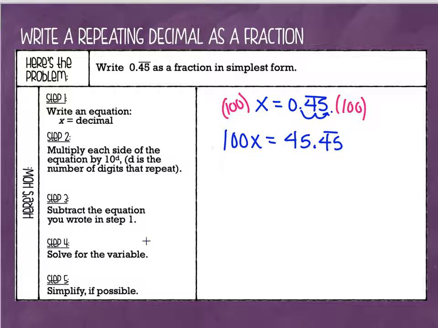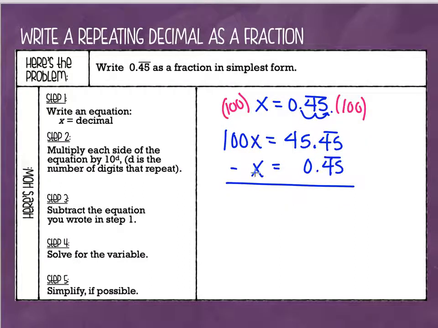All right, the next step is I am going to subtract the original equation that we wrote in step one. So this equation right here, x equals 0.45 repeating, I'm going to subtract it. I'm going to write it right underneath. I'm going to line up my decimals. And I'm going to subtract this equation.